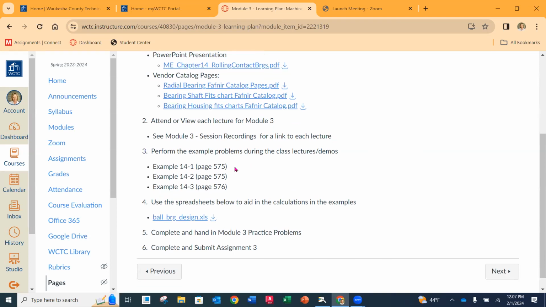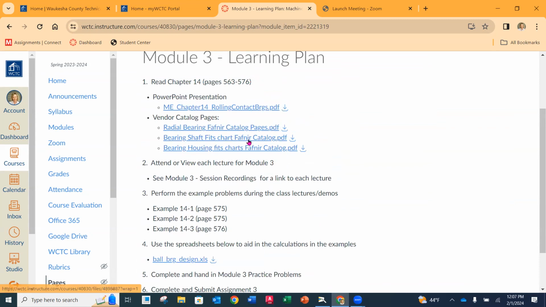Then you'll notice that we're going to be doing 3 example problems out of the book. Two of them are going to be manual calculations, the first 2, and then the last one is going to be exploring the Excel spreadsheet that we have to help us out. You'll notice that we have the Excel spreadsheet down here below. So if you wanted to go ahead and download that, feel free to do that. And then we'll be referencing the items above.